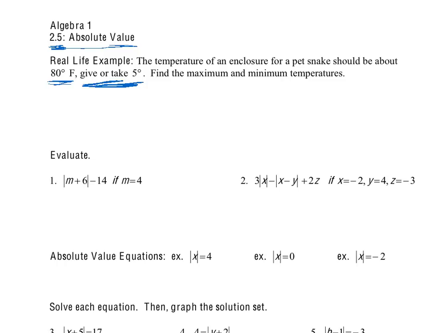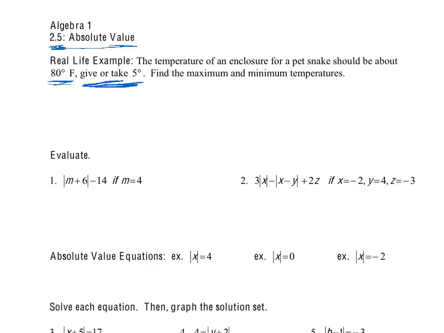If it says give or take 5 degrees, that's just like absolute value. Remember, the definition of absolute value was the distance from 0 to a number on the number line, and you can go either way. You could go to the right or you could go to the left. Well, that's the same thing here. Instead of using 0, we could use 80.